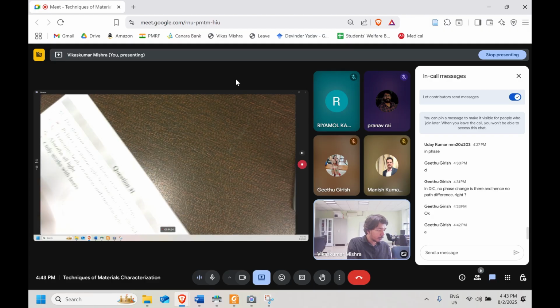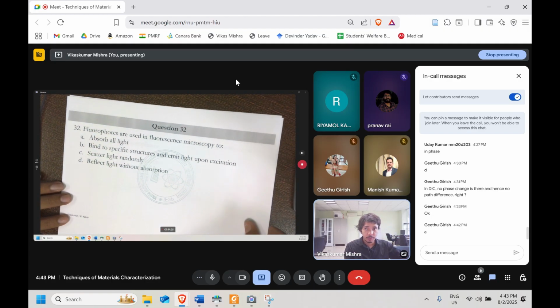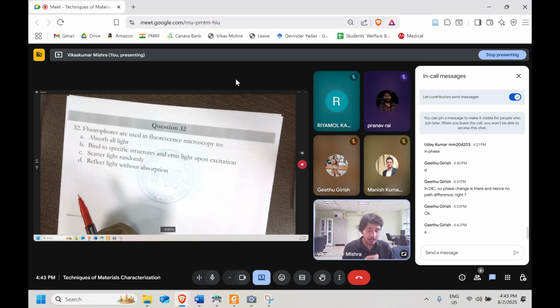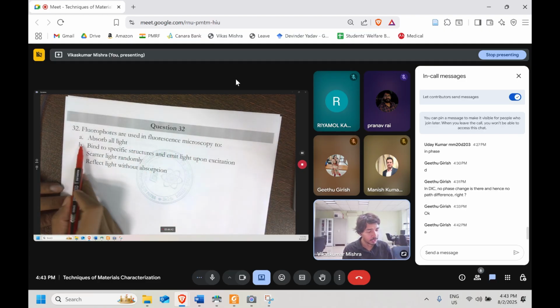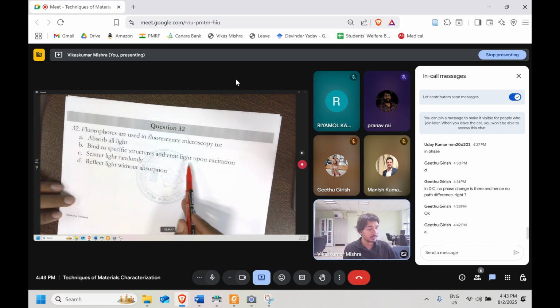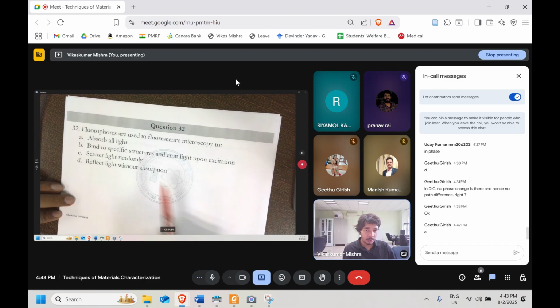Let's move to the next question, question number 32. Fluorophores are those materials which I talked about. They will go to the biological specimen. They will stick differently to this. Fluorophores are used in fluorescent microscopy to, first one, absorb all the light; bind to the specific structure and emit light upon excitation; scatter light randomly; reflect light without absorption. What do you think? Among all this, which one is the right answer?